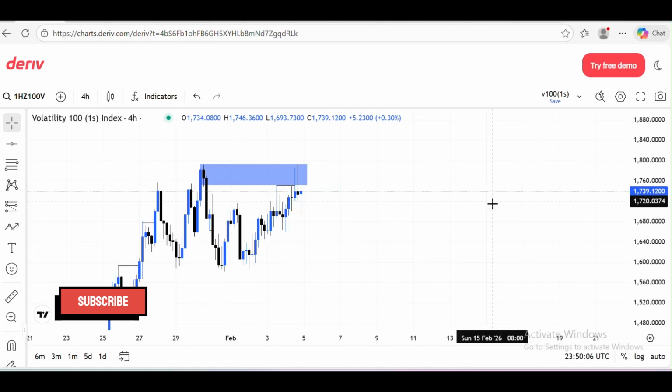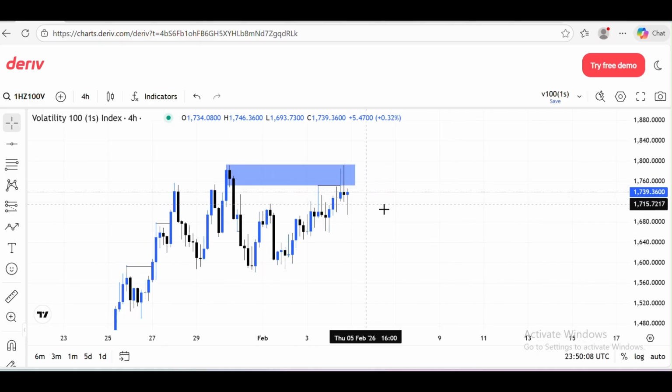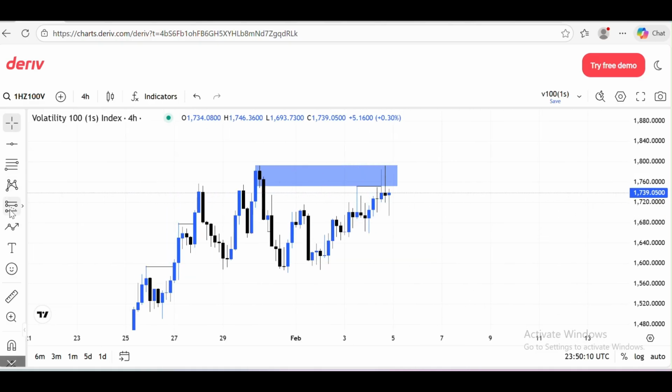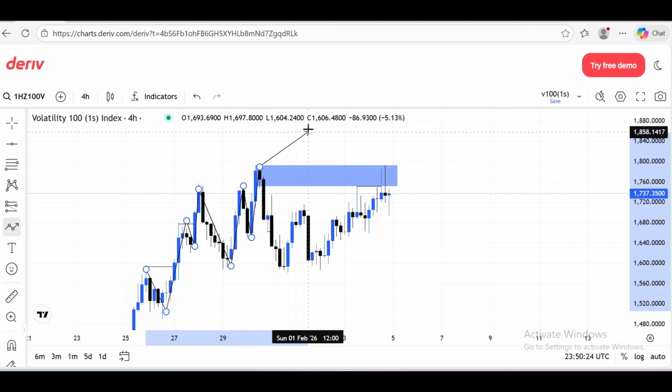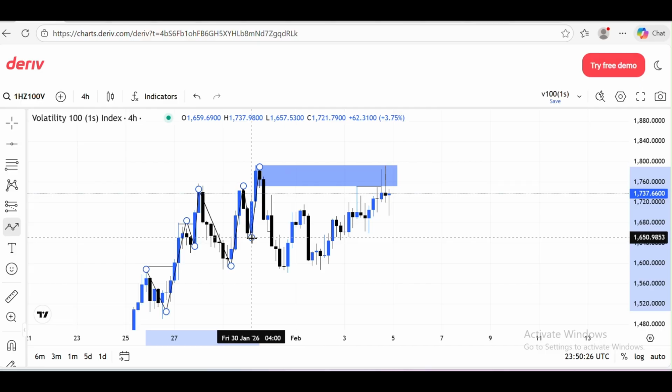So we saw a break of structure to the upside, retracement, break of structure, retracement. There's no break of structure, but retracement, break of structure. After this break of structure, instead of a retracement to have another break of structure, we have a break of structure to the downside, a change of character.